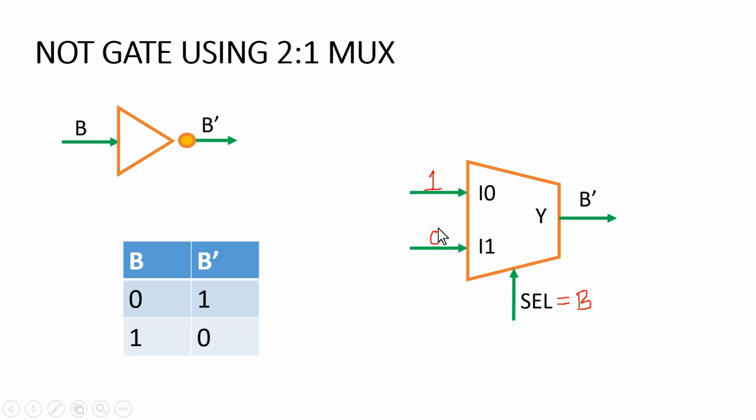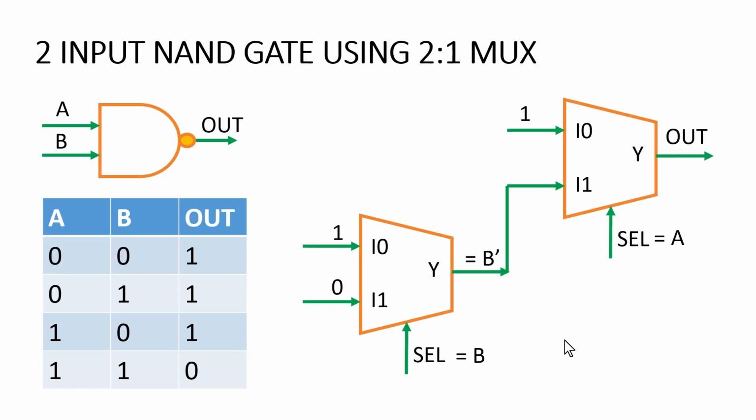So friends, this way we will implement a NOT gate with the help of this 2:1 multiplexer. Friends, this is the final implementation of a 2-input NAND gate with the help of 2:1 multiplexers. This is the B bar signal that we derived. So B bar is applied at I1. I0 is fixed at 1. The select line of the second multiplexer is A, and this is the final output.